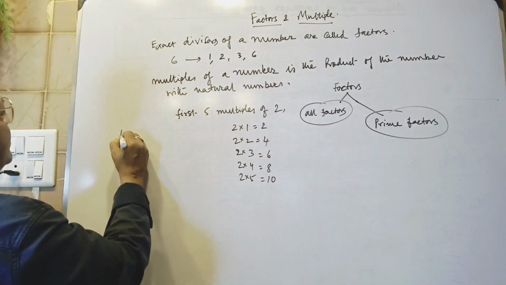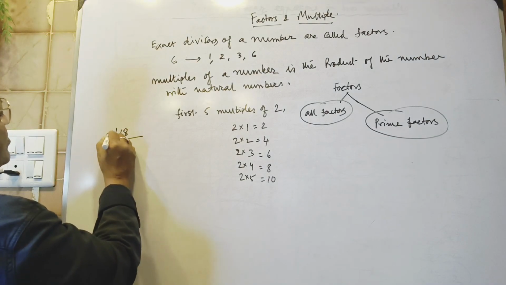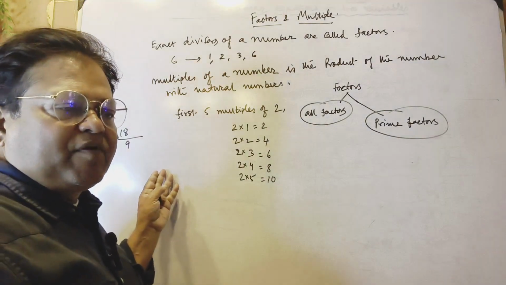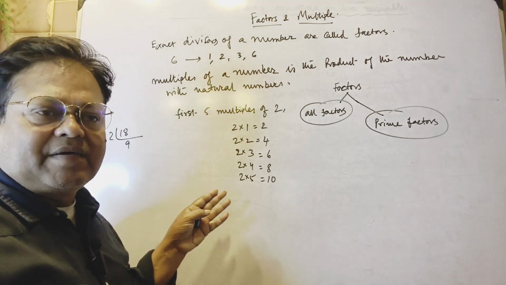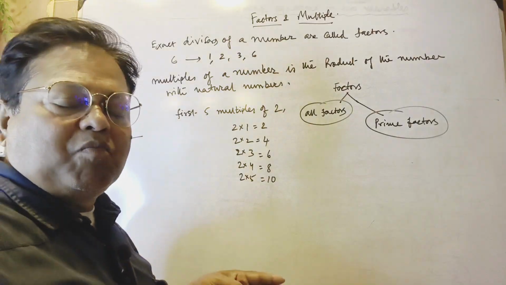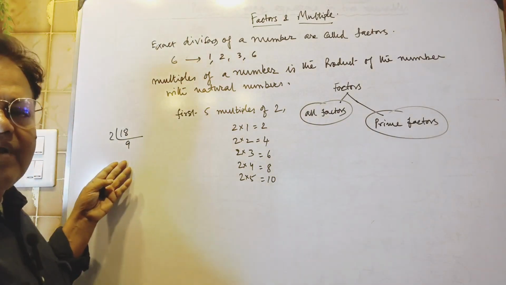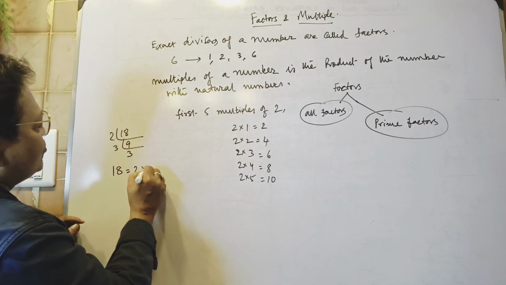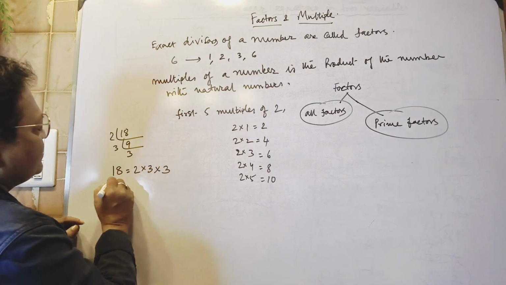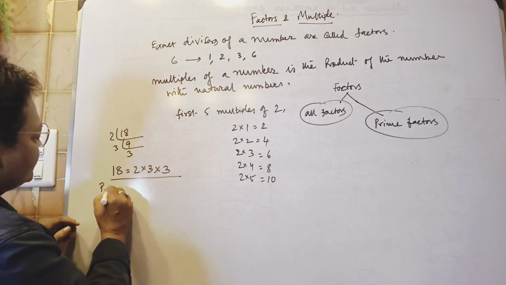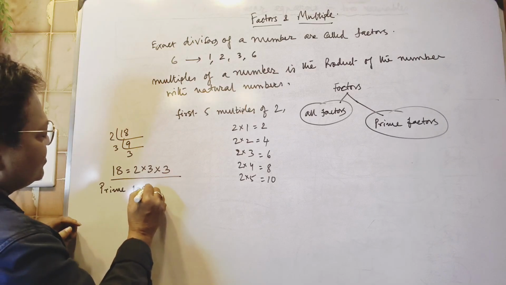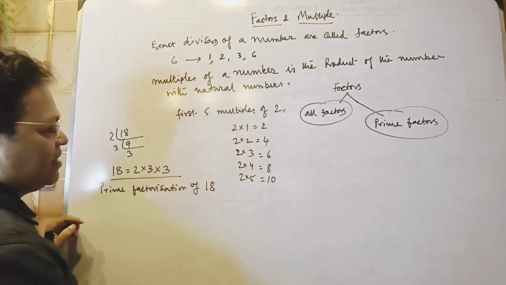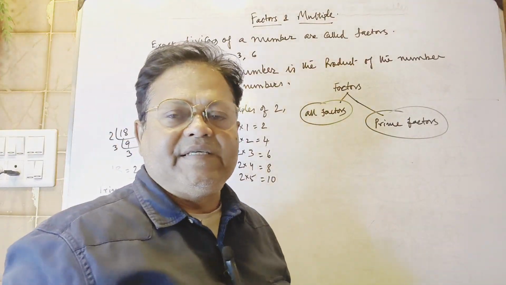Suppose 18. Its prime factors are found in this way: 2, 9. Always do this prime factorization with the help of prime numbers 2, 3, 5, 7, etc. Not any composite number. So 3 3s are 9. So 18 is equal to 2 into 3 into 3. This is called prime factorization of 18.